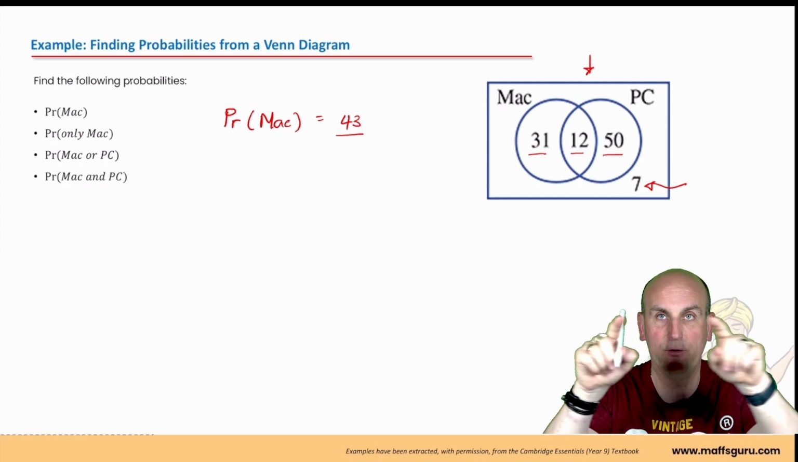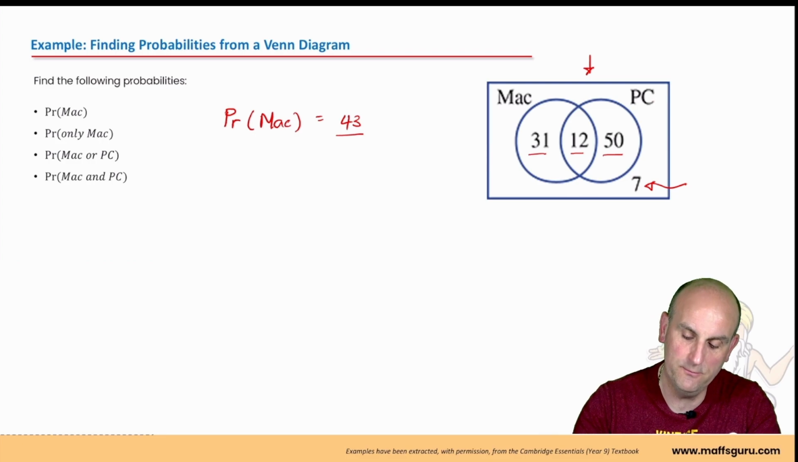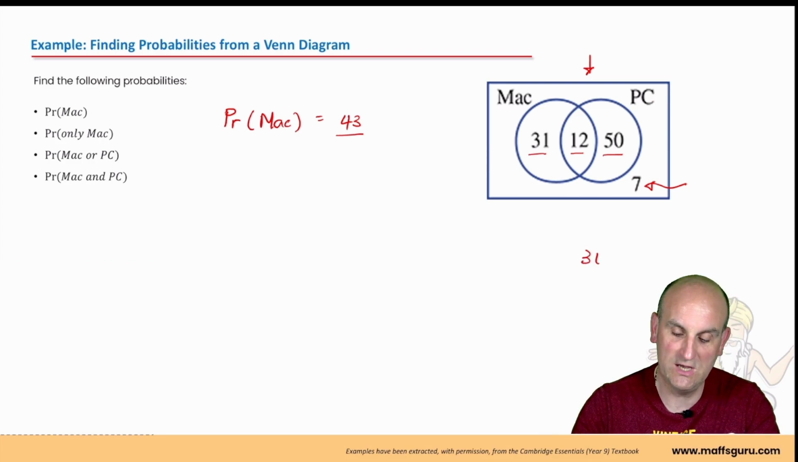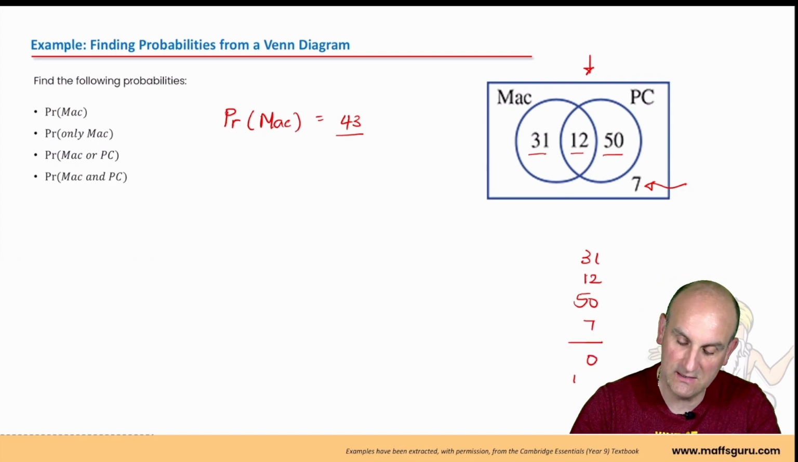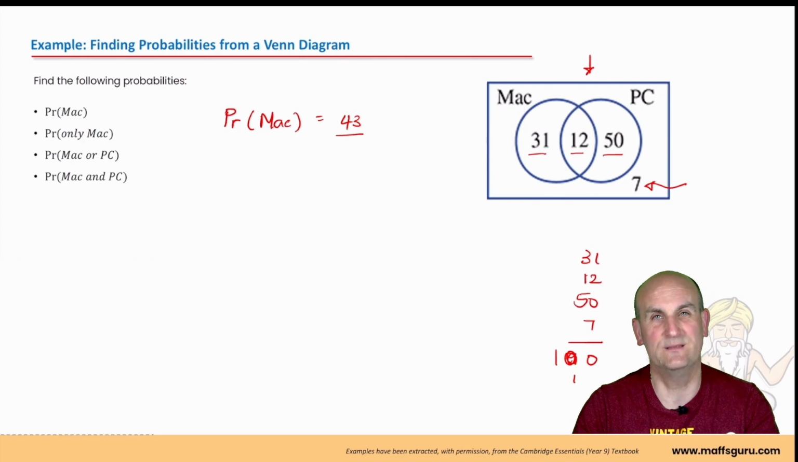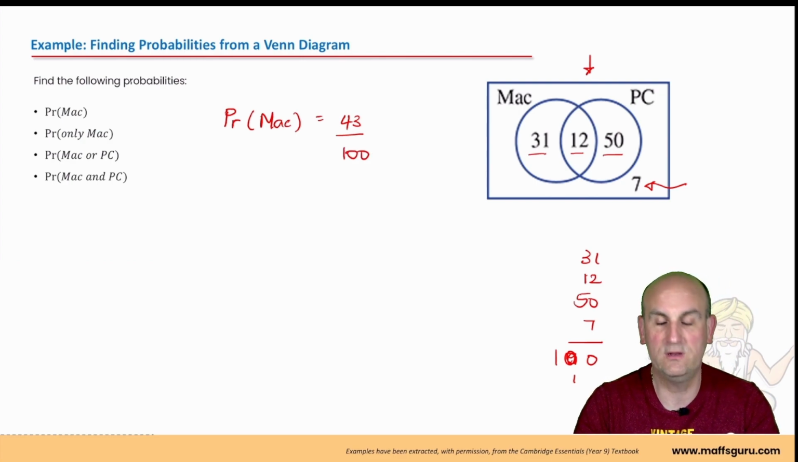Well, that's where we have to add all of the numbers in the Venn diagram. Because remember, there are 31 people who own just a Mac, 12 people who own both, 50 people who own just a PC, and 7 people who own neither. So if we add those up together, that's going to give me 100, he says, not being able to add. Well, that's a bit of a fluke, don't you think? So we get 43 out of 100 gives me the probability of Mac.